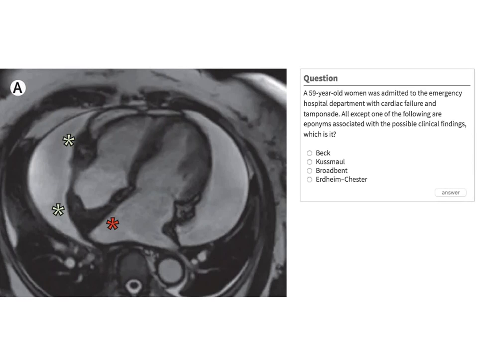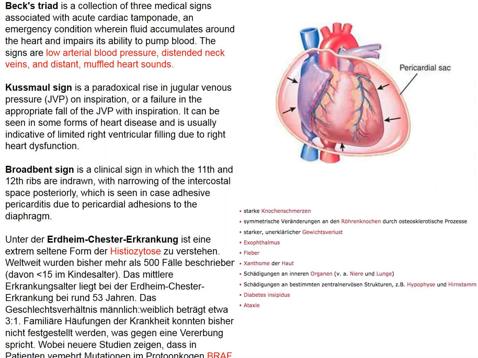Beck's triad, that certainly is. Kussmaul's sign, that certainly is. Broadbent's sign, that certainly is. But Erdheim-Chester is not associated with pericardial disease, although, as we're going to learn, it can produce pericardial disease, but it's not an eponym for pericardial disease. So that's the one that's not associated.